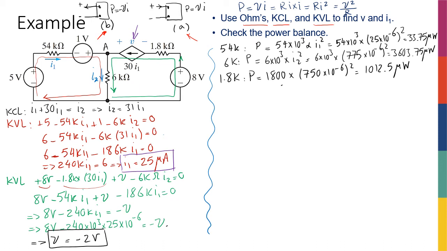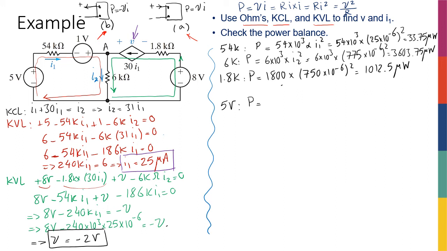Now the next four are going to be the voltage sources. We're going to start with the independent sources, and then we're going to continue to the dependent sources. So let's talk about the 5 volts. So the 5 volt source, P is equal to VI. Well, is it VI or negative VI?